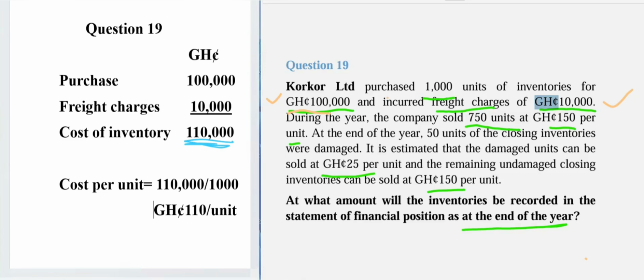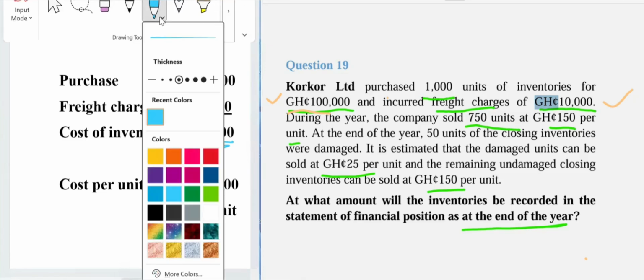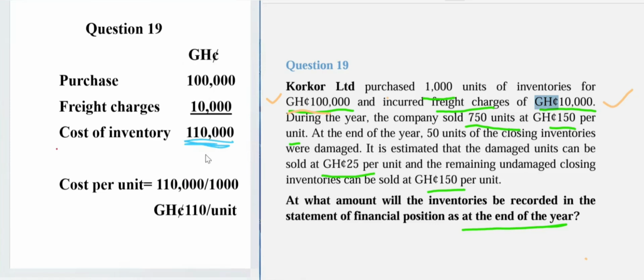We've not done anything else. Don't forget that we had a purchase price of 100,000 and freight charges of 10,000. The standard says you add freight charges, and you get this figure, 110,000. Then we divide by the number of units, and that gives us 110 cedis per unit. So this is the cost per unit of the inventory. Now let's go and value.